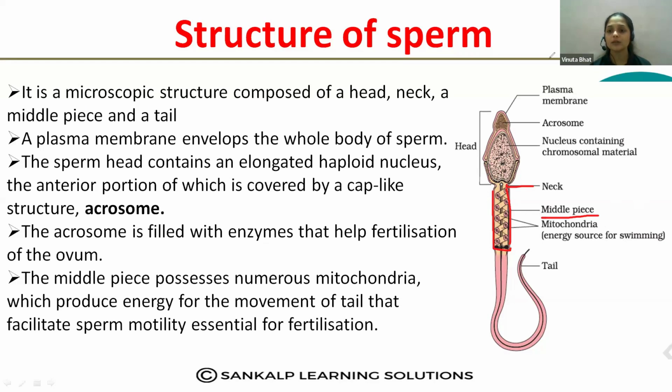The sperm should swim in the female reproductive structure and should reach the oviduct, right? For that movement, the mitochondria provides the energy. And this last part, that is the tail, helps for the sperm motility, which is essential for fertilization. The tail movement helps the sperm to move, and the mitochondria provides the energy for the sperm.